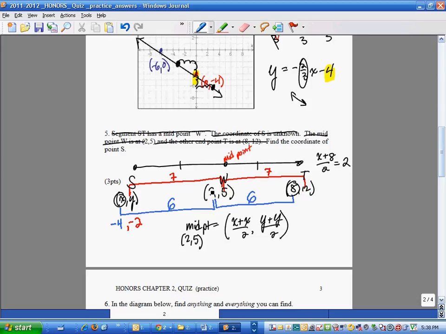In this case, you solve for x. The easiest way to do that is put this over 1 and cross multiply. You solve for x and y in this case, and you're going to get negative 4, negative 2.